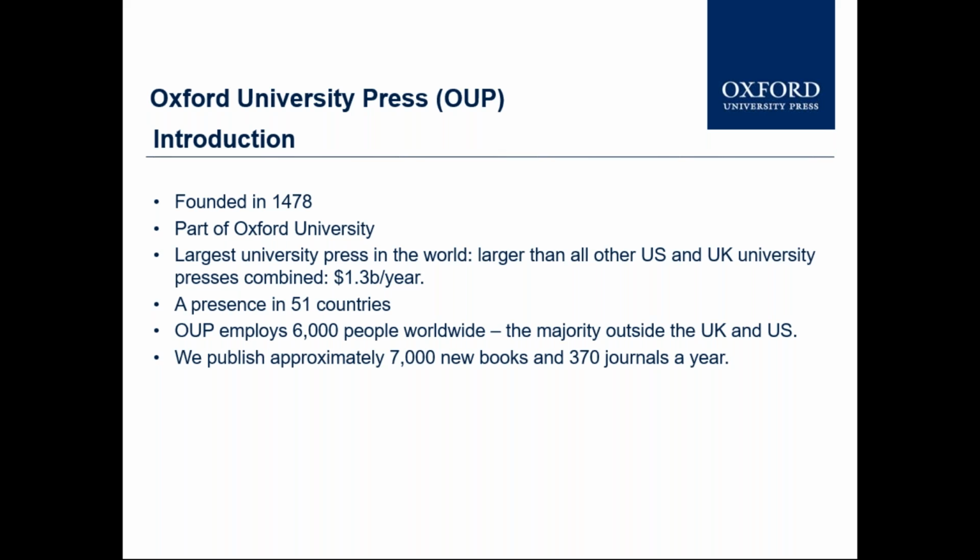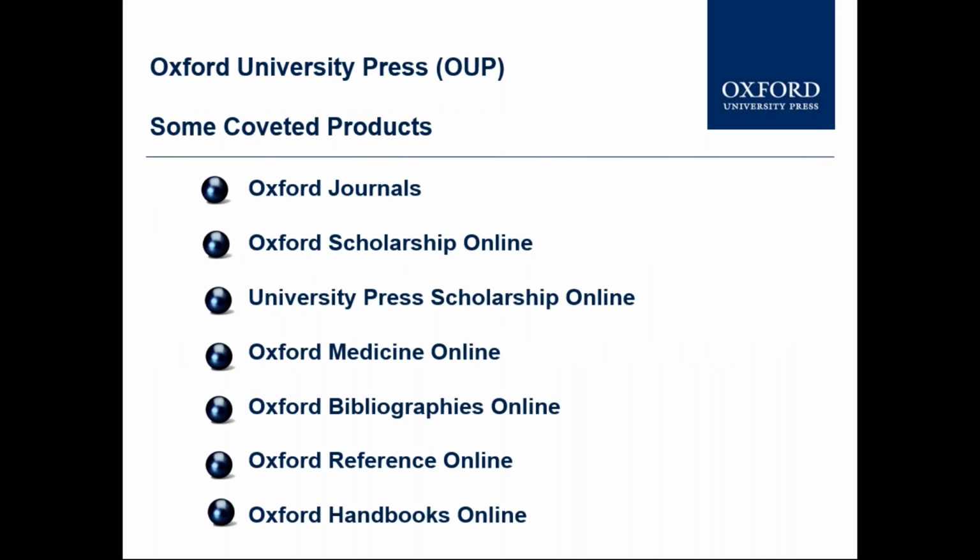So this is just a little brief of what I've already said. We have a presence in about 51 countries, which means any part of the globe you go to, you will find an OUP presence there. We publish approximately 7,000 new books and 370 journals in a year. These are some of our coveted products. These names I've already taken. I've already told you about them.